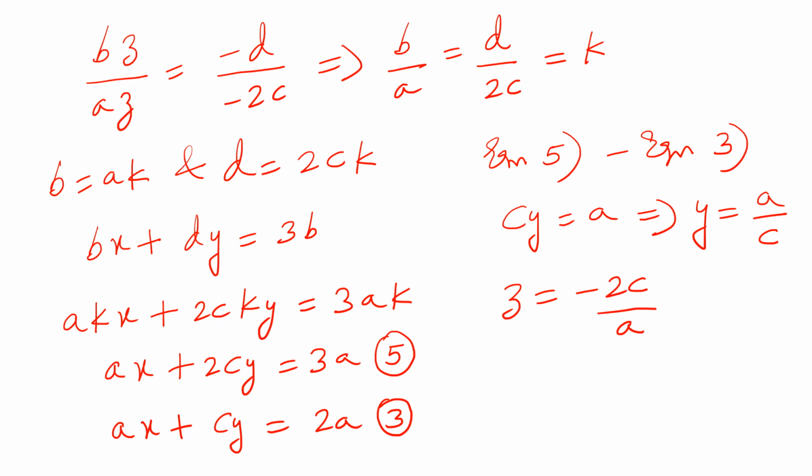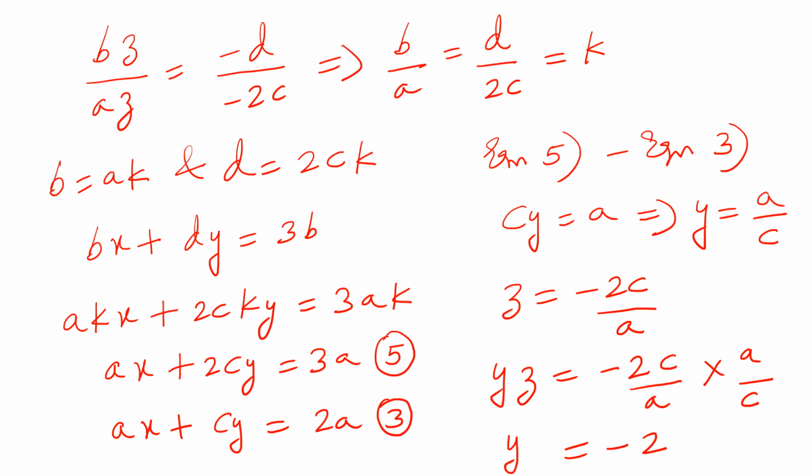So if I just multiply both y and z, I get minus 2 into c upon a into a upon c, which is nothing but just equal to minus 2. So that means y into z is equal to minus 2. So this means option D is not correct. Now students, we move further.